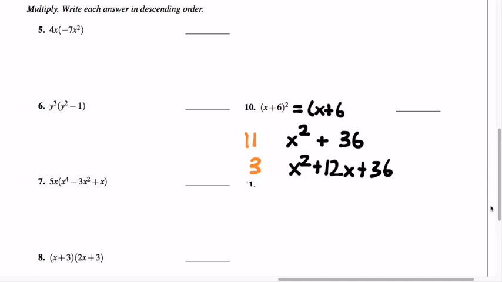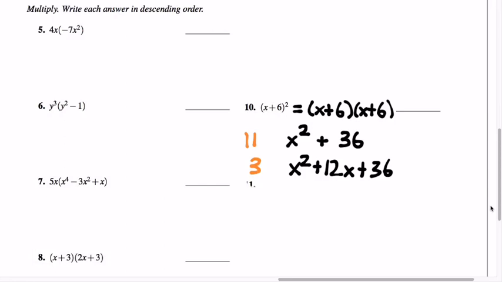Multiply it by itself. I don't think anyone can argue that (x plus 6) quantity squared is not the same thing as x plus 6 times x plus 6. That's what it means to square something. And when you rewrite it that way, you turn it into a FOIL problem.